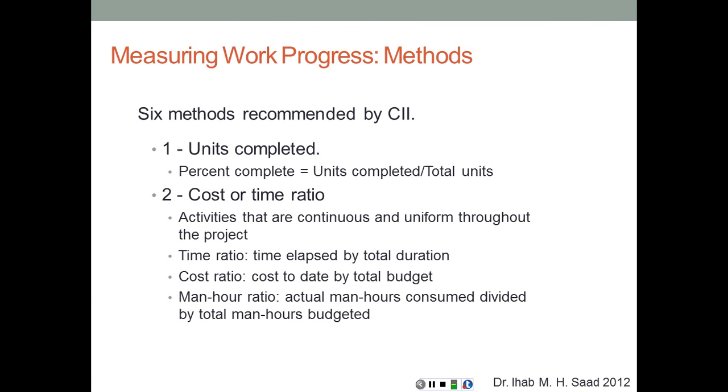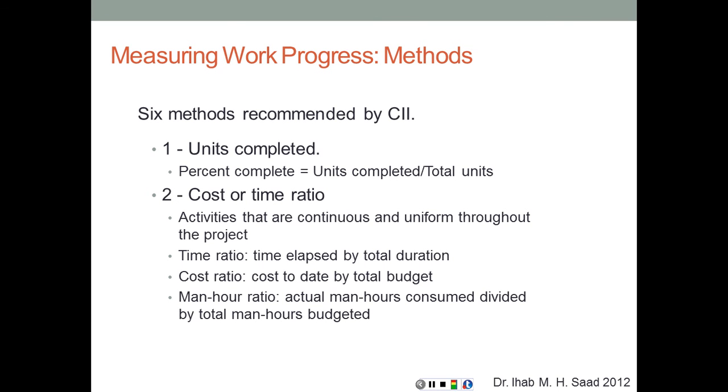So for example, if my activity is to install 70 air handling units, and I have installed 49 of them, so 49 divided by 70, that gives me 70% complete. So basically I can say that the activity is 70% complete. So the percent complete is units completed over the total units.